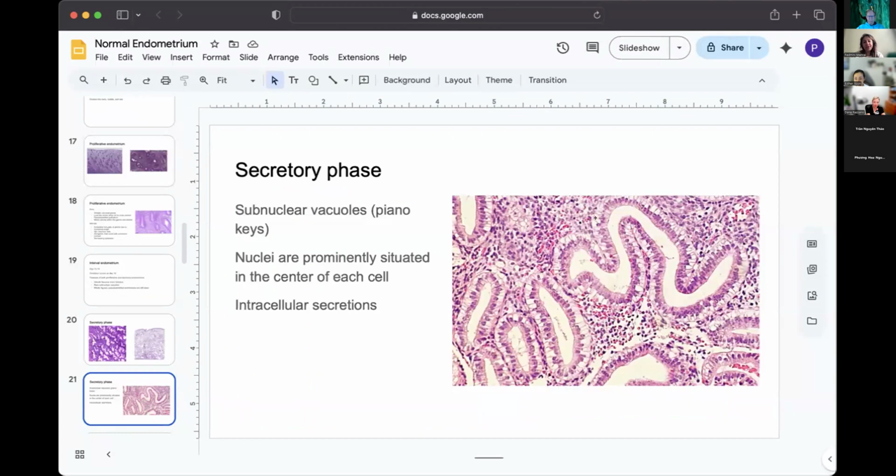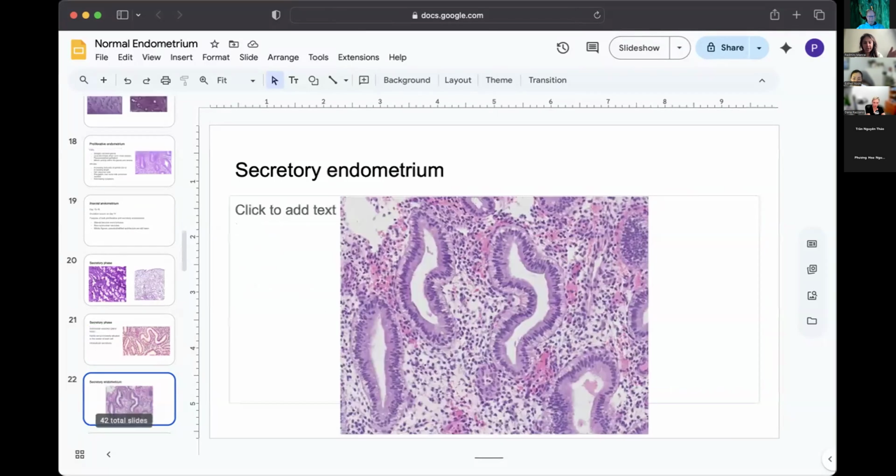So a very classic feature to remember for secretory is these subnuclear vacuoles, and it creates little white spaces. So the nucleus, this is the base on this end, the nucleus gets pushed into the apex towards the lumen, and you have these vacuoles here, and people say it looks like piano keys, if anybody plays piano. And this is where the secretions are happening.